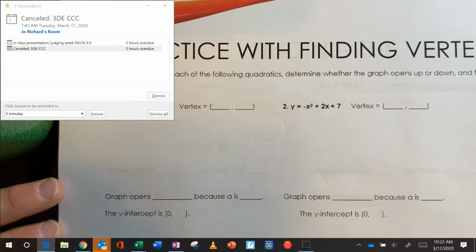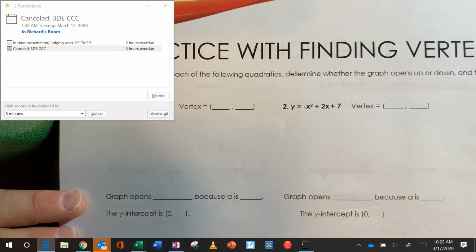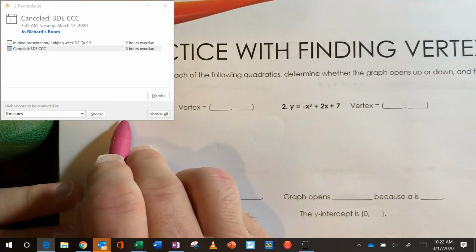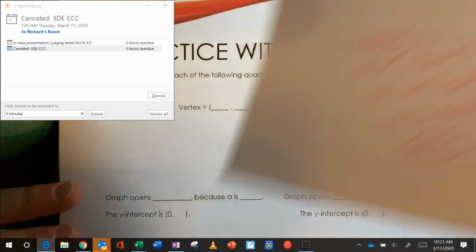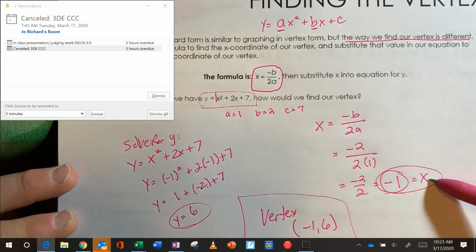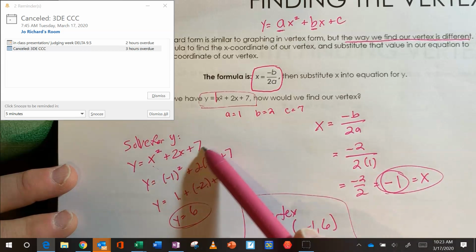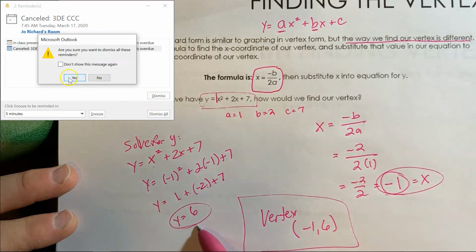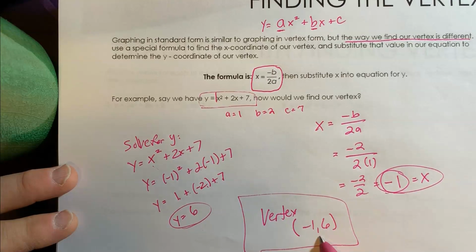Next, practice with finding the vertex. Find the vertex for each of the following quadratics, determine whether the graph opens up or down, and find the y-intercept. We can do that. In example 1, we're going to solve it the same way we did on the previous page. We use the formula to solve for x. Once we solve for x, we plug x into the original equation to solve for y. So we have our x, we have our y, and together they make our vertex.